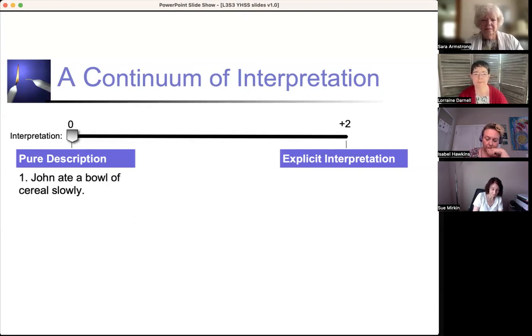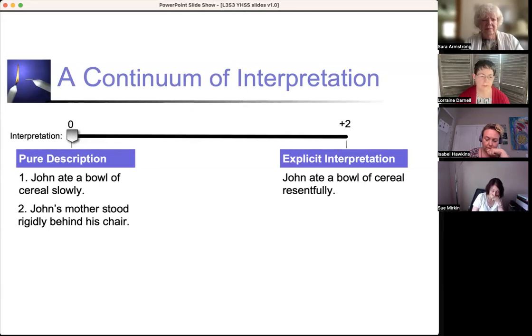So John ate a bowl of cereal slowly, pure description. John ate a bowl of cereal resentfully, explicitly telling us how to interpret that eating of the bowl of cereal, how he does it. Making sense so far?